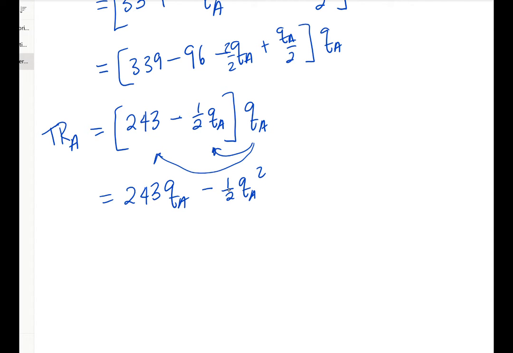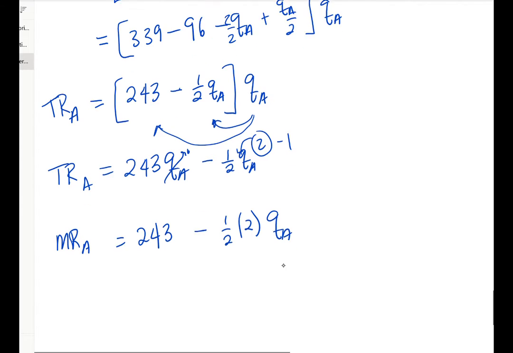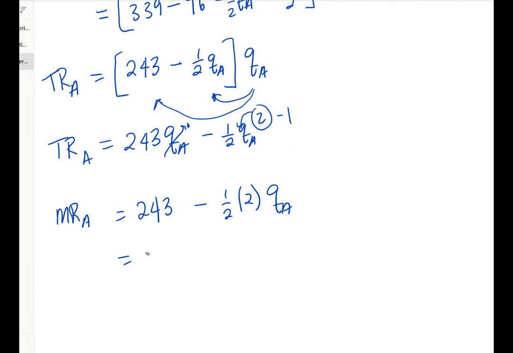Same thing. So this is our total revenue for A, which means our marginal revenue for A will be equal to 243, because this goes to 1, minus 1 over 2 times 2, this 2 comes down, and we're going to subtract 1, times QA. So this is going to be equal to 243 minus, these 2's cross out, QA. This is our marginal revenue for A.